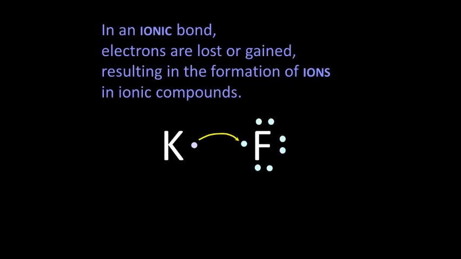And in this example here, you can see K, which is potassium, and F, which is fluorine. Potassium has 1 electron in its outer shell, and fluorine has 7. So in this diagram, we're not showing the nucleus, we're not even showing the inner electrons, we're only interested in the outer shell. So potassium will give up the electron in its outer shell, and that electron will be picked up by the fluorine, which means both the potassium and the fluorine will now have a full outer shell.